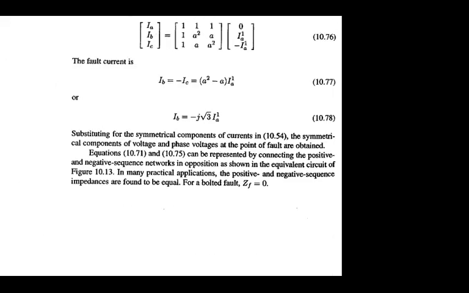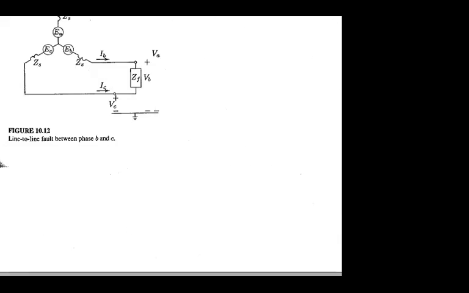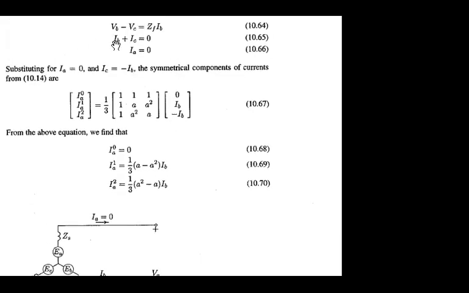For the line to line fault we are discussing now, here it was the line to line fault scenario between phase B and phase C. You have the short impedance or fault impedance. So here you can see IB and IC were negatives of each other, and why is it minus? Because IB plus IC is 0.